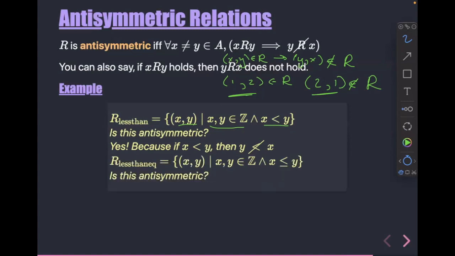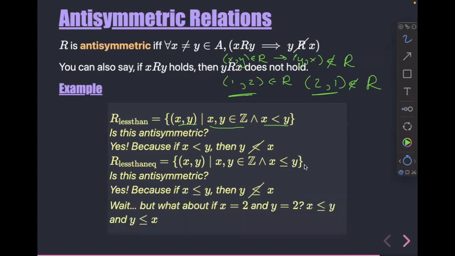What about less than or equal to? This one's kind of interesting. Very similar, we have x and y, where x and y are integers, and x is less than or equal to y. And yes, this is anti-symmetric because if x is less than or equal to y, then y is not less than or equal to x.